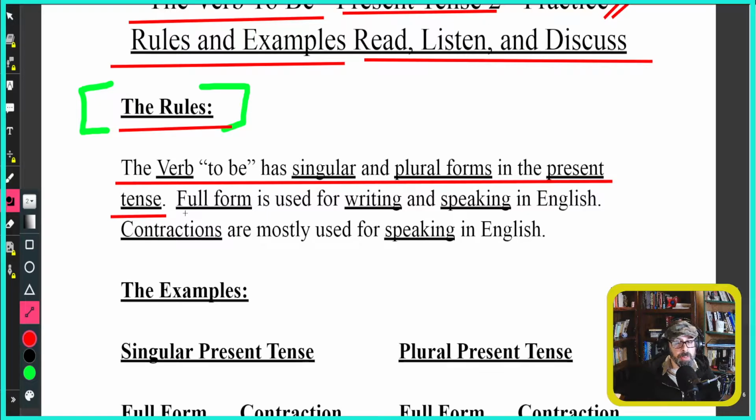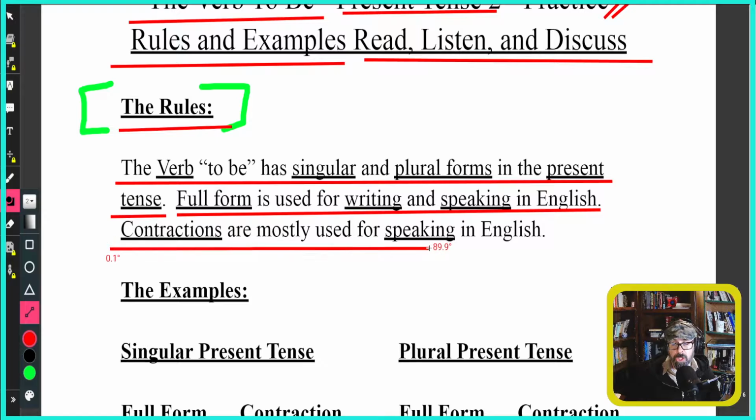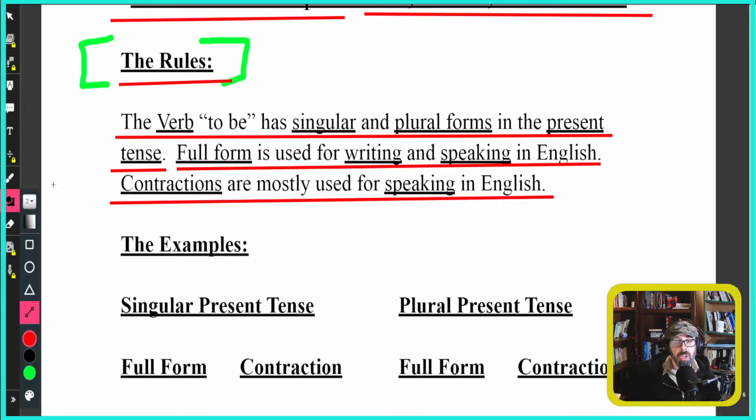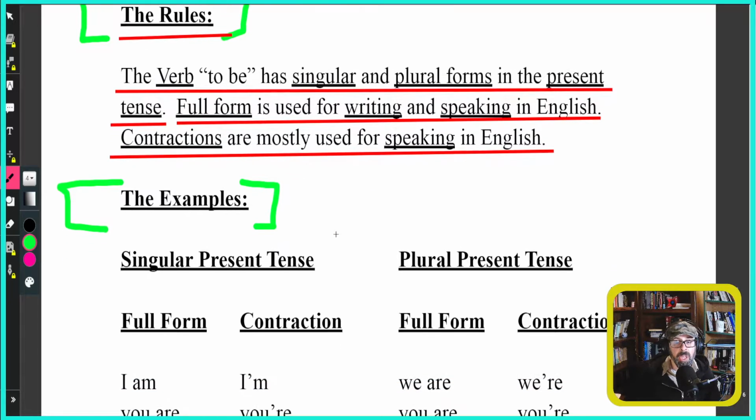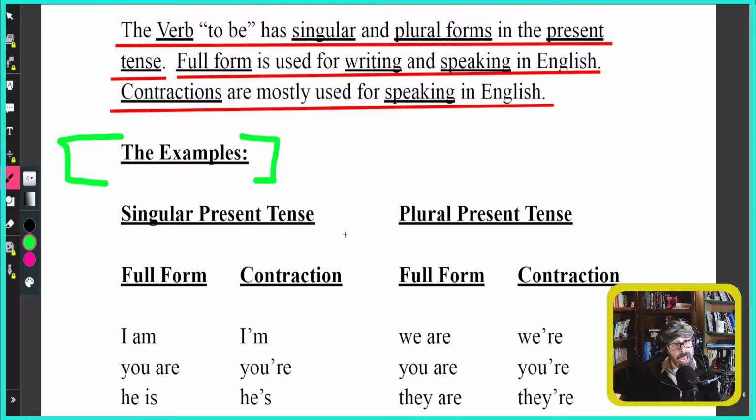Okay, now the verb to be can be full form, and that is used for writing and for speaking in English. So you can use the full form for writing or speaking. We also see contractions, and those are mostly used for speaking in English, although you can also write a contraction if you're writing something informal. Okay, let's take a look at the examples or review the examples for the verb to be. Singular present tense, plural present tense. Let's look at full form and contraction, and let's talk about it a little bit, okay?